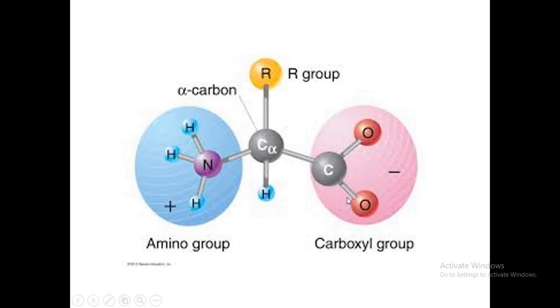So what is an amino acid? The definition is: an amino acid is an organic molecule, made up of carbon, hydrogen, and nitrogen atoms, and it has one central alpha carbon atom that is attached to one amino group, one carboxylic group, one R chain, and one hydrogen atom.